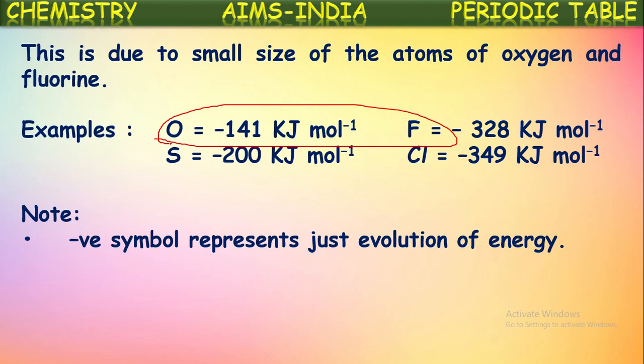So here the negative symbol represents the evolution of energy, as these are exothermic processes. That is represented with a negative symbol. Energy is mentioned with a negative symbol, which represents that energy is released out. Okay.